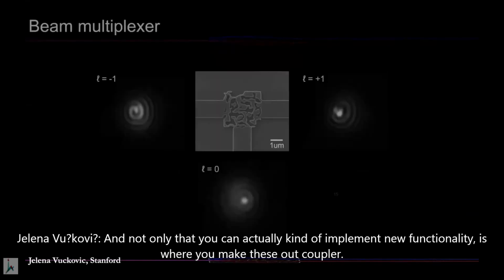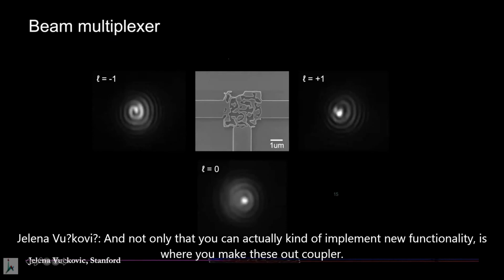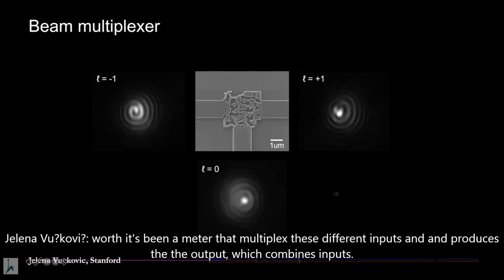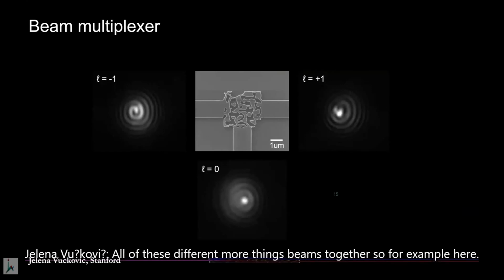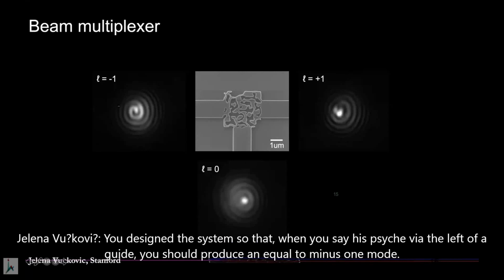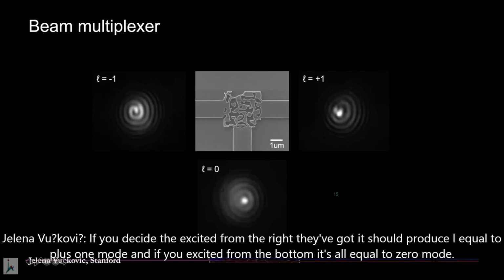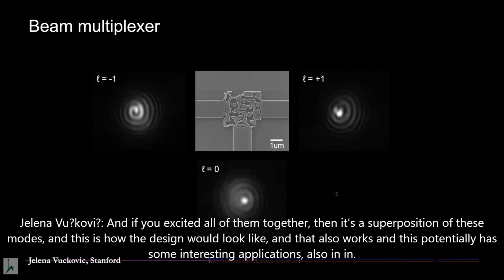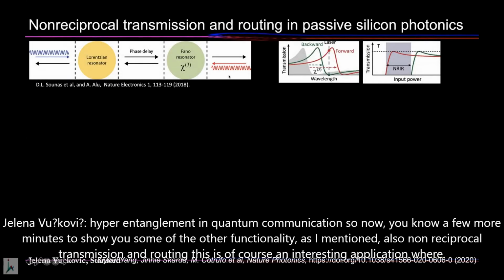And not only that, you can actually implement new functionalities where you make this outcoupler, vortex beam emitter that multiplexes different inputs and produces the output, which combines all of these different vortex beams together. So for example, here, you design the system so that when you excite it via the left waveguide, it should produce L equal to -1 mode. If you excite it from the right waveguide, it should produce L equal to +1 mode. And if you excite it from the bottom, it's L equal to 0 mode. And if you excite all of them together, then it's a superposition of these modes. And this is how the design would look like. And that also works. And this potentially has some interesting applications also in hyperentanglement in quantum communication.